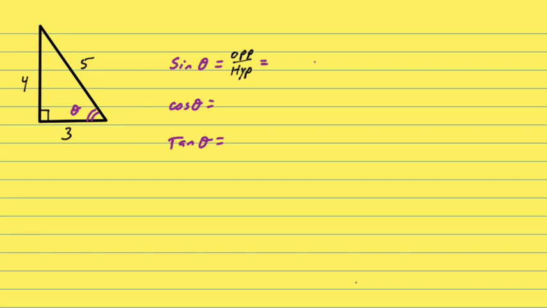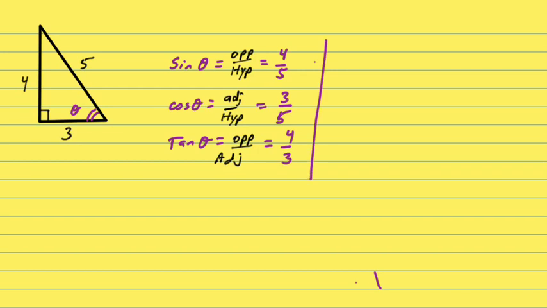What's opposite this angle, over what's the hypotenuse of the angle? 4 over 5. Whereas cosine is adjacent over hypotenuse. What would that be? Adjacent is 3, hypotenuse is 5. Tangent is TOA, opposite over adjacent. So what would opposite be? 4. Opposite would be 4 and adjacent would be 3.